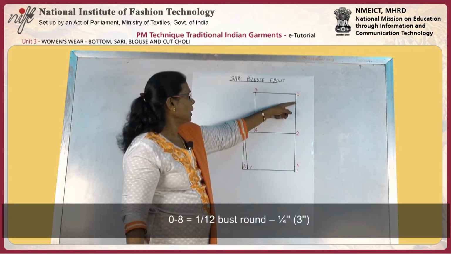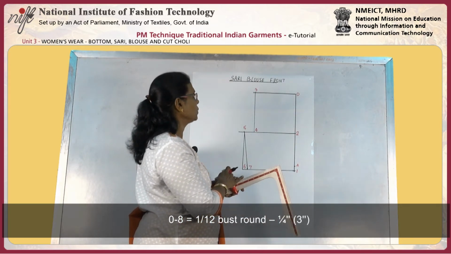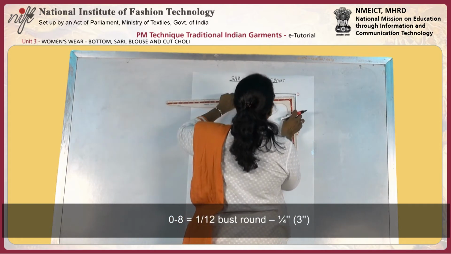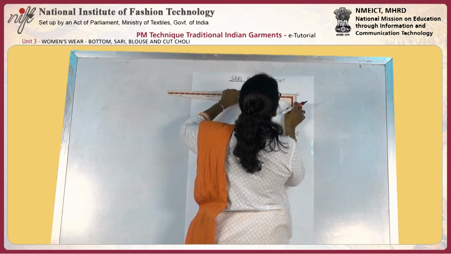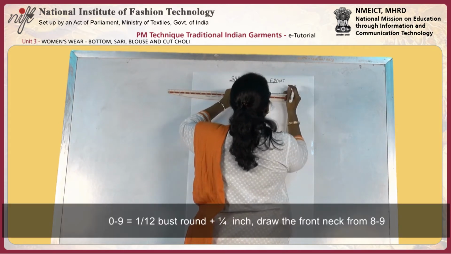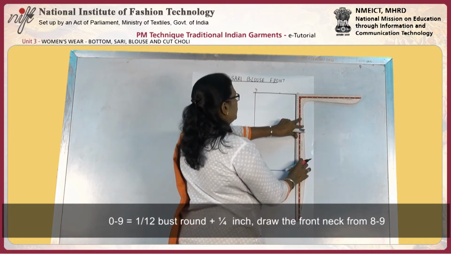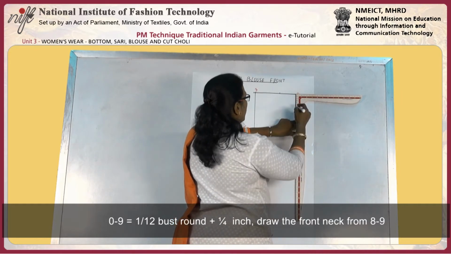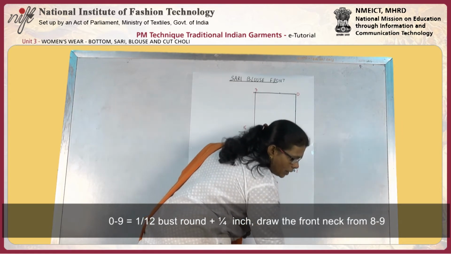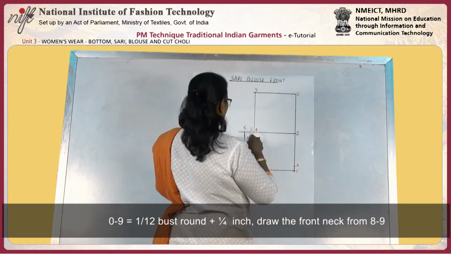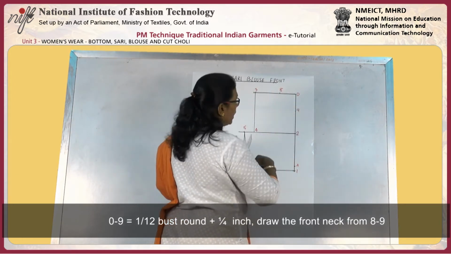Then we are going to draw the neckline. Neckline is 1/12 of bust minus quarter inch. And the neck depth is 1/12 of bust plus quarter inch. So, it is 3.5 inch, and draw the neck from 8 to 9.